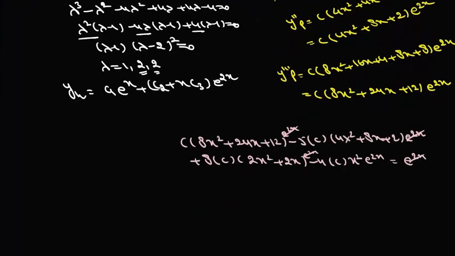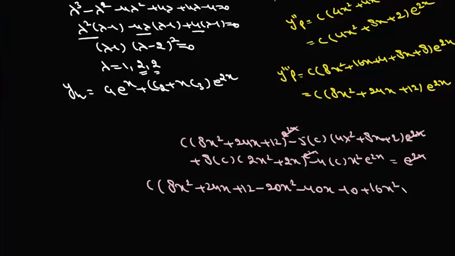We'll take c common, and then we'll have 8x square plus 24x plus 12, and this is minus 20x square minus 40x minus 10 plus 16x square plus 16x minus 4x square, and it is equal to 1. Now this is 8 plus 16, 24, and minus 24, so x square will cancel.